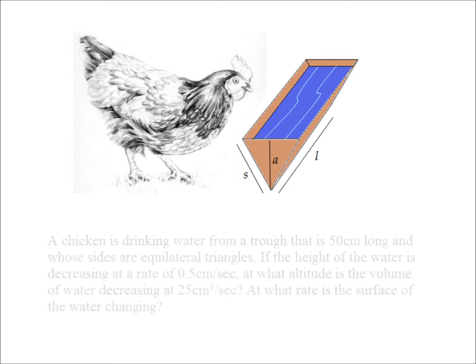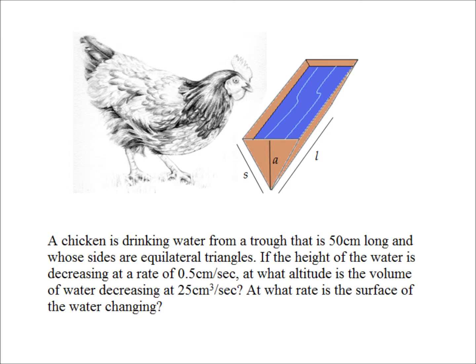Alright, so we have here the problem statement. A chicken is drinking water from a trough that is 50 centimeters long and whose sides are equilateral triangles. If the height of the water is decreasing at a rate of 0.5 centimeters per second, at what altitude is the volume of water decreasing at 25 centimeters cubed a second? At what rate is the surface area of water changing? And just to clarify, the surface area of water includes where it touches the sides of the trough and where it's exposed to air. Also, your first answer will be needed to solve the second part of the problem.